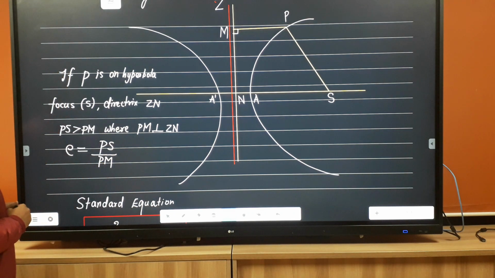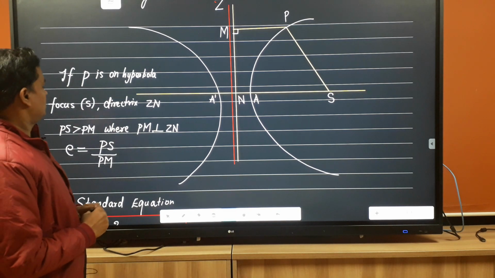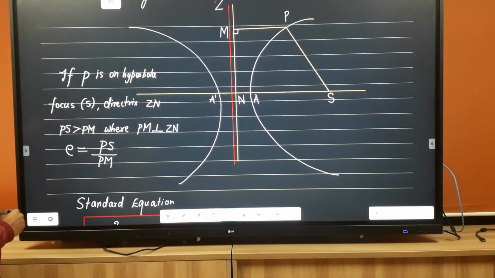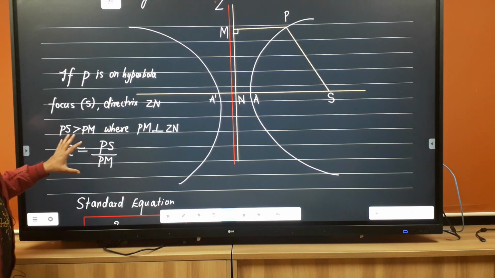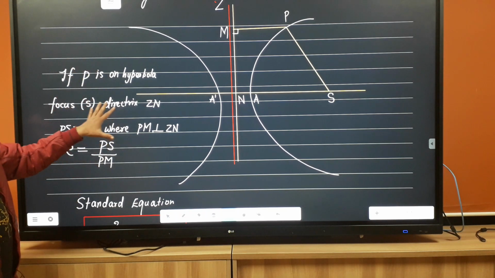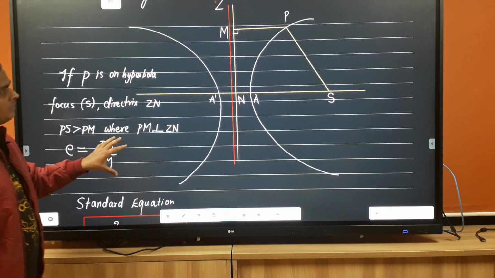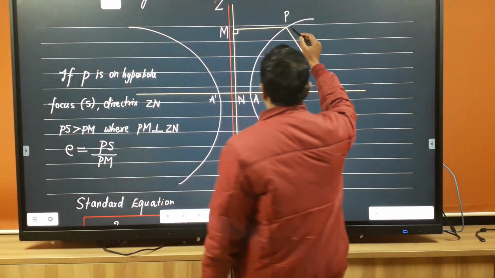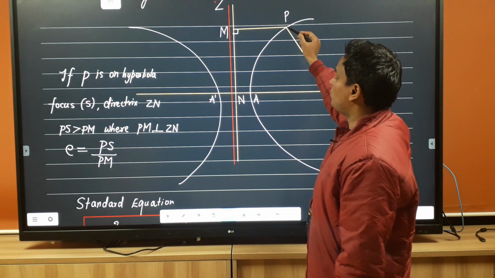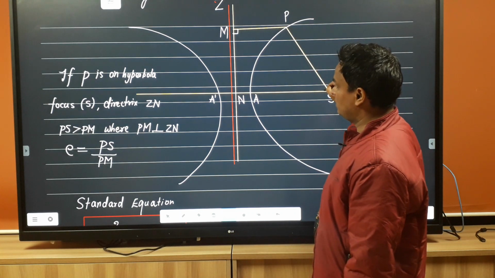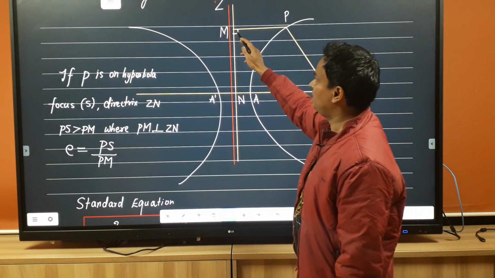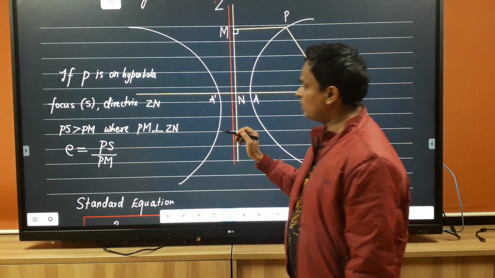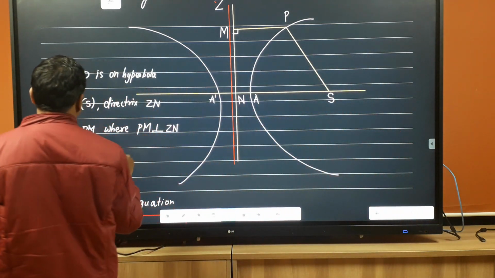So ZN is the directrix, PS is greater than PM, and PM is perpendicular to ZN. That means PM is perpendicular to the directrix. Then eccentricity is equal to PS upon PM. The main thing of doing everything was to conclude to this point. That means the distance of any point on the hyperbola from a fixed point is PS, and the distance of that point from a fixed straight line is PM, the ratio of both is equal to a quantity called eccentricity, and that is greater than 1.